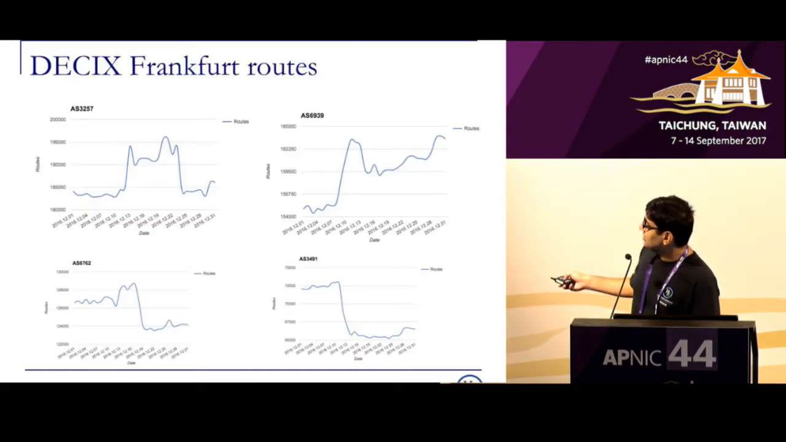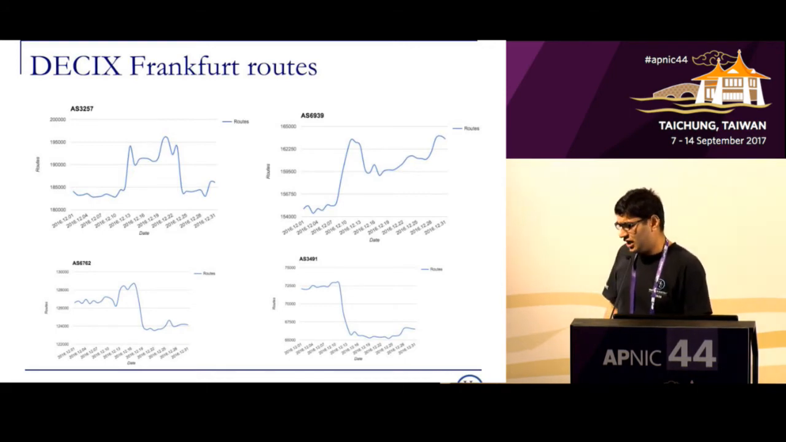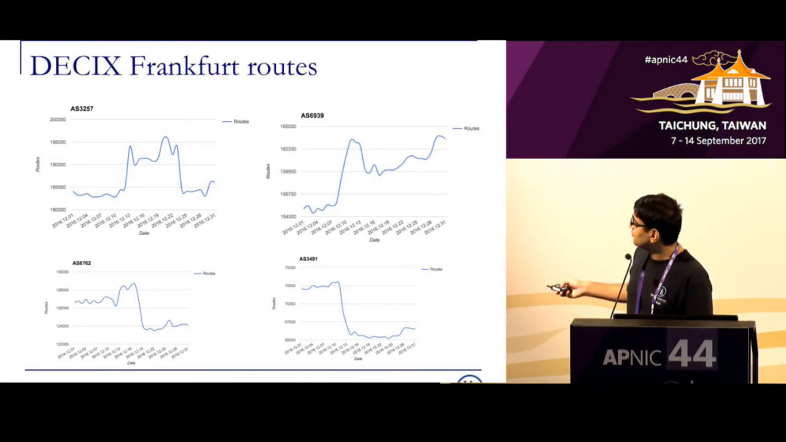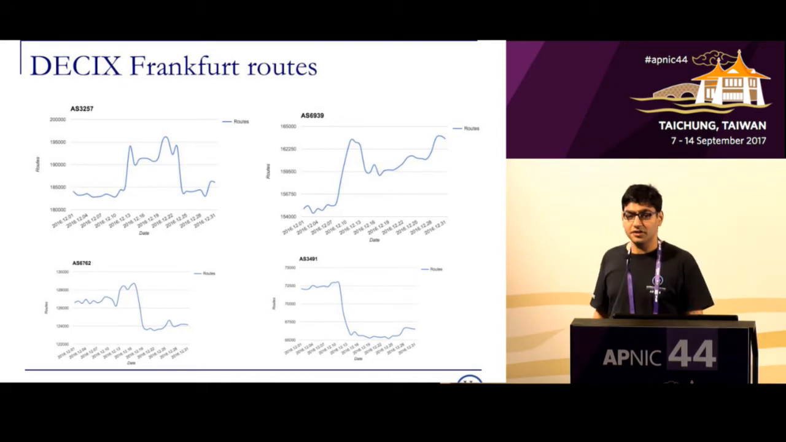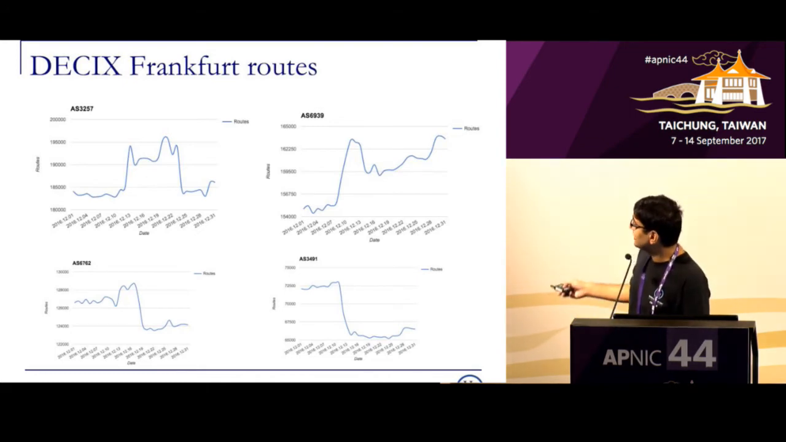So here we see the graphs for DE-CIX Frankfurt. We see that one of the top ASNs in the entire list was AS3257, which I believe is GTT or Tinet's network, and we saw a large increase in the routes it was announcing there, and then it went down. It's important to note I don't believe they are on the IX peering fabric, but I think they are peering with the route server, so it's good to see their stats.